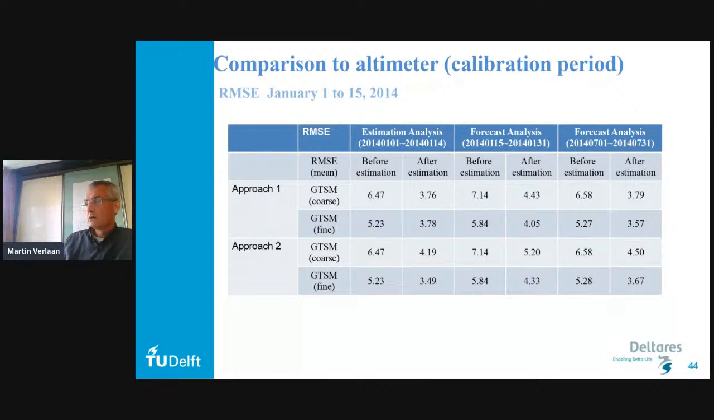Here you see what that amounts to. There's a lot of numbers, but what I wanted to show you is that even though the model is reasonably accurate before we started calibration, in the various approaches, so on different time intervals, but also in fine and in coarse resolution and with both approaches, there's a clear improvement of the model, and you can look at this in many different ways.